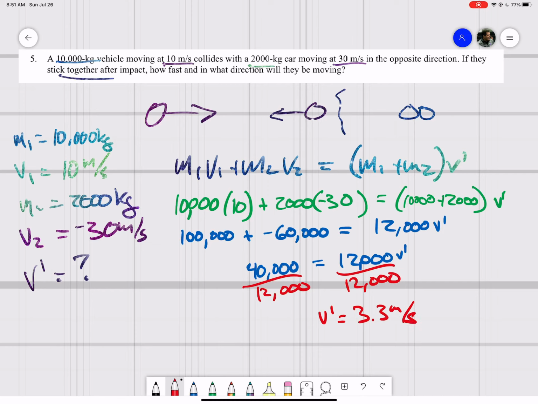Now, what direction is that? Which direction am I going to put that arrow over here? Well, we figured out it's positive, right? And this direction here was positive while this was negative. So it must mean that this new tangled mess is going to the right as well.